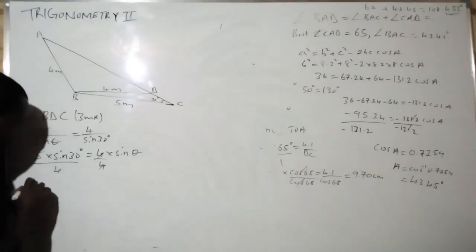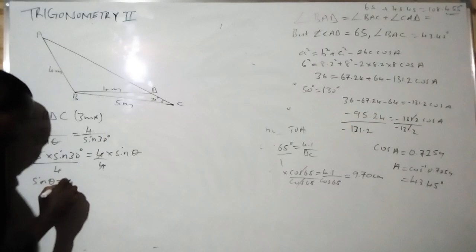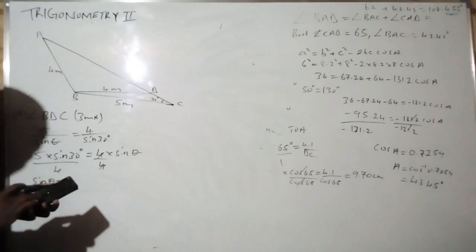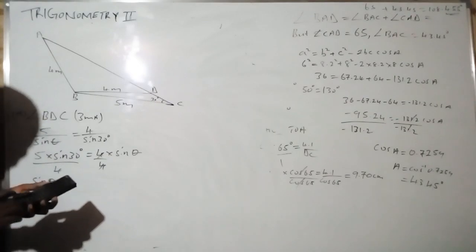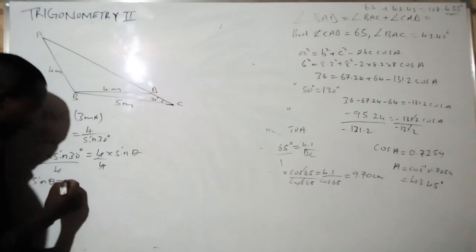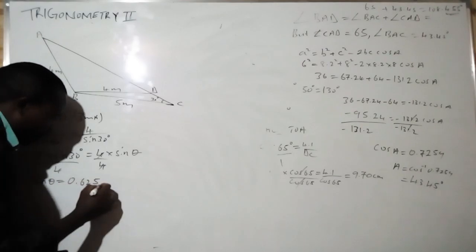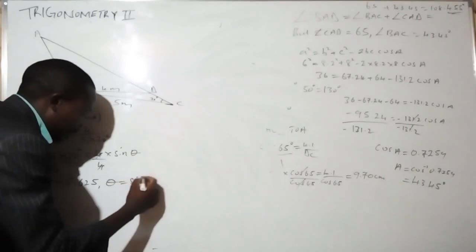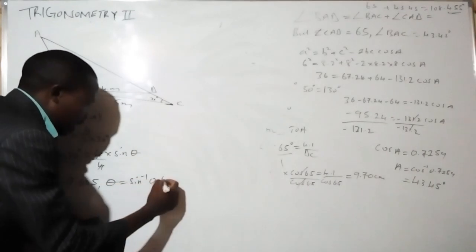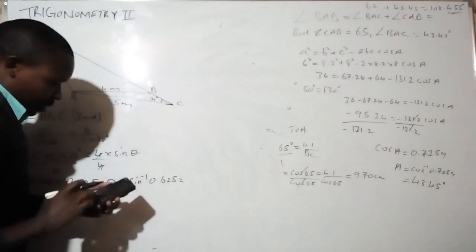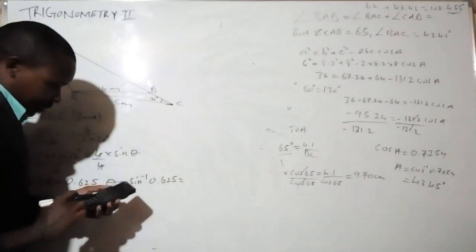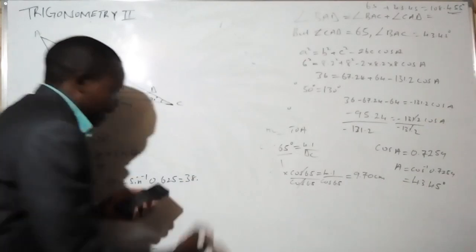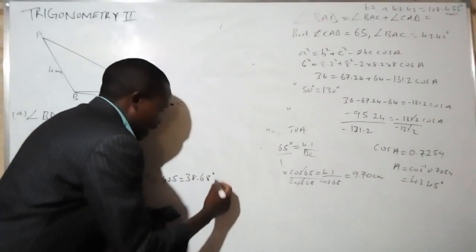Sine theta is equal to 5 times sine 30 divided by 4. We get 0.625. Put a comma there and say that theta is equal to the inverse sine of 0.625, which is supposed to be what? And we get 38.68 degrees as the correct answer.